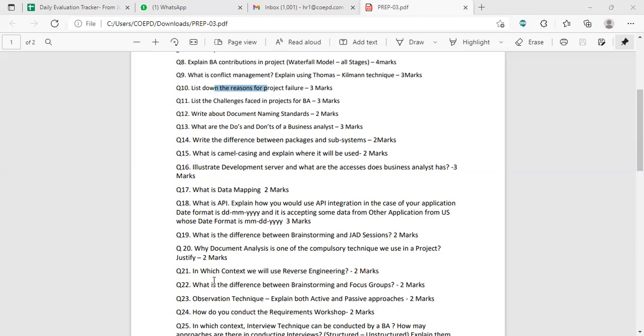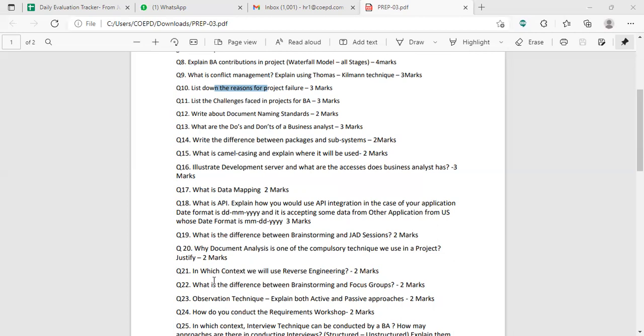Okay, now coming to the next question here, it clearly mentions what is API. Explain how you would use API integration in the case of your application. The application's date format is DD, MM, YY, and it is accepting some data from another application from the United States of America, whose date format is MM, DD, YY. So what are you supposed to do? You're supposed to tell what is API.